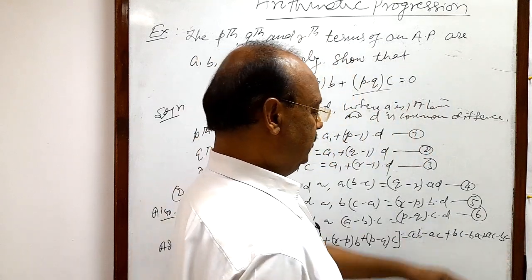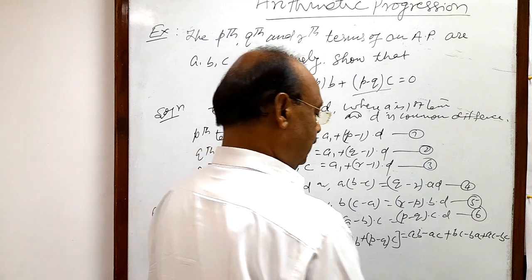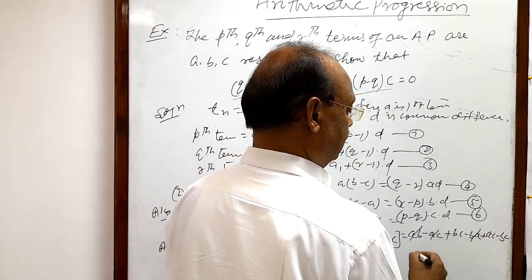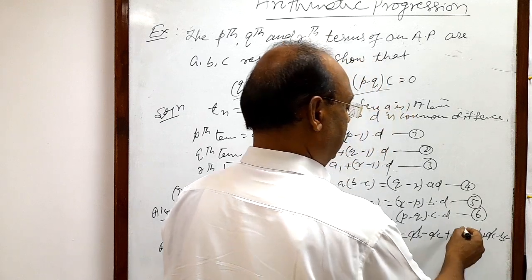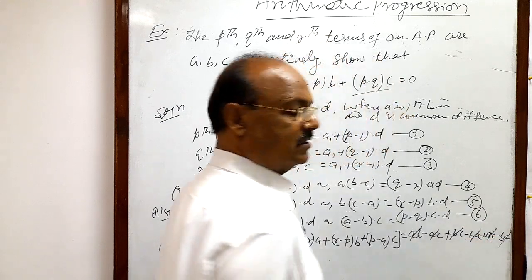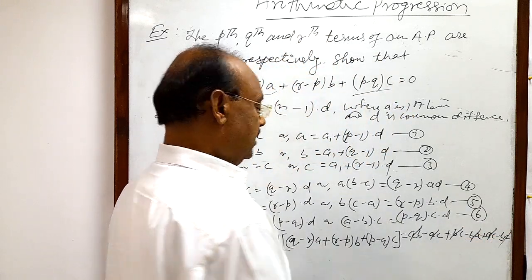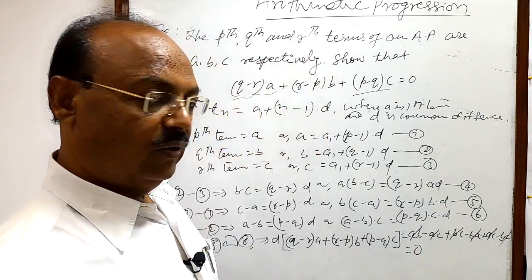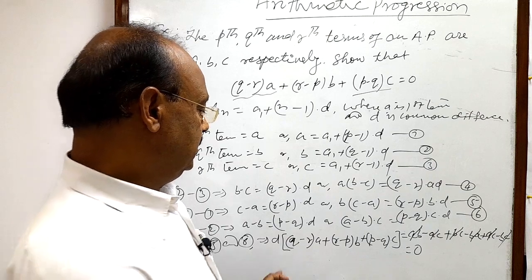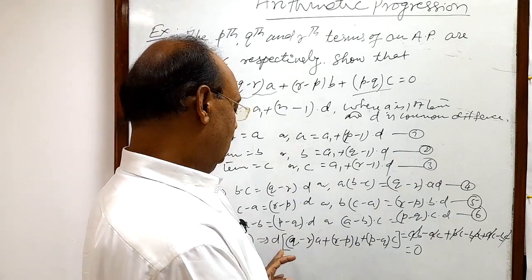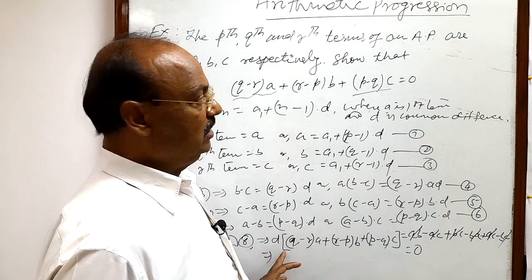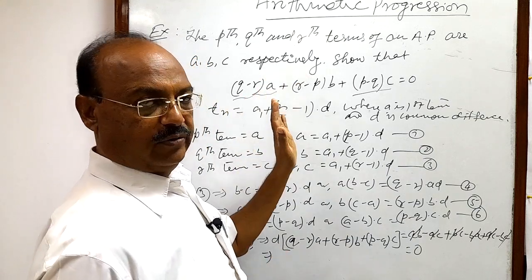Now on this side you see all the terms will be cancelled out. Here ab will be cancelled out with minus ba, minus ac will be cancelled out with plus ac, and plus bc will be cancelled out with minus bc. So we are getting this much equal to 0. Okay, but either d is equal to 0 or this expression is equal to 0. d cannot be 0 here, otherwise the AP will not be formed.